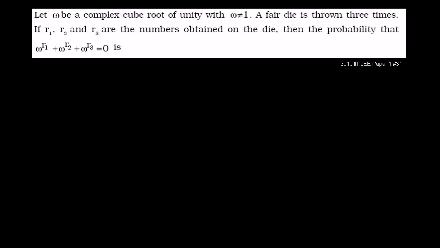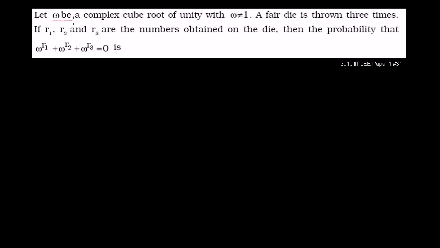Let omega be a complex cube root of unity with omega not being equal to 1. A fair die is thrown 3 times. If R1, R2, and R3 are the numbers obtained on the die, then the probability that omega to the R1 plus omega to the R2 plus omega to the R3 equals 0 is a fascinating problem. So let's just start with the first part and then see if some patterns fall into place for us to be able to tackle the second part.